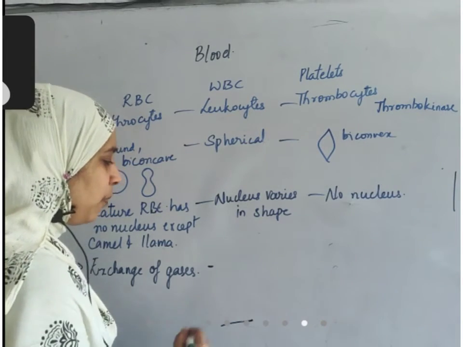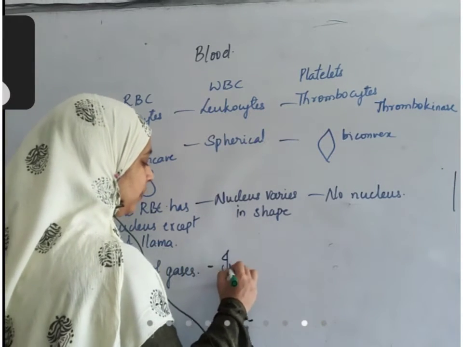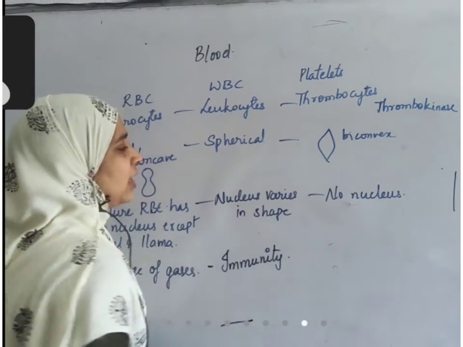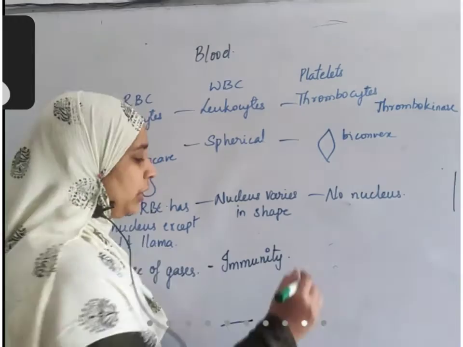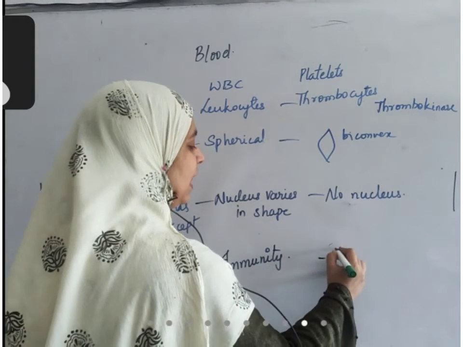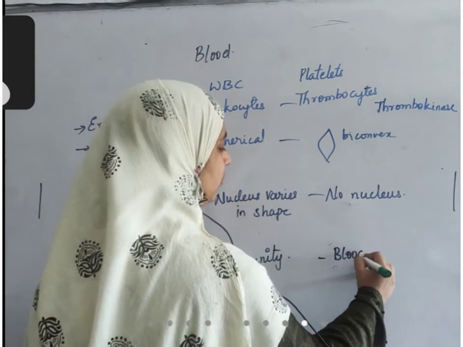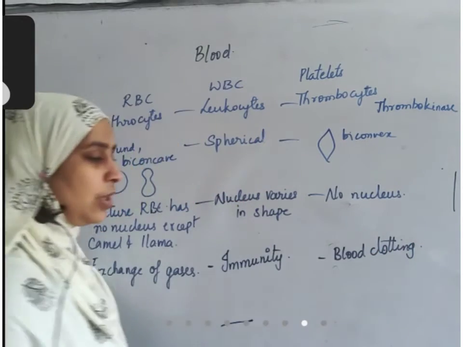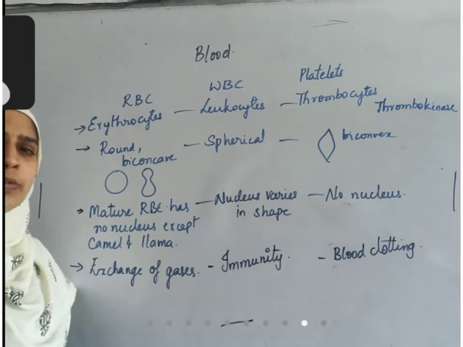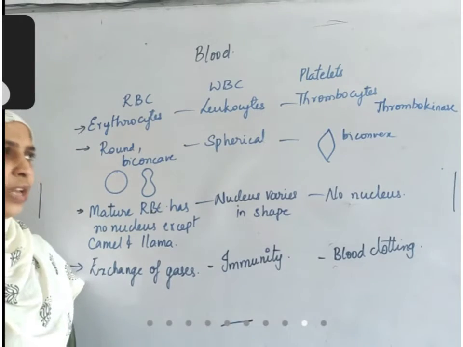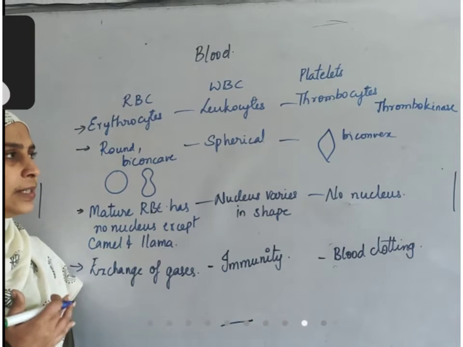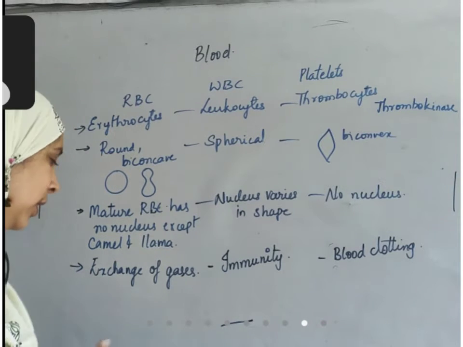WBC has a very important role in immunity. They are the cells involved in immunity, body defense. Platelets help in blood clotting. They prevent the flow of blood when you have any injury. Normally blood does not clot when you don't have any injury. When you have an injury, there may be a lot of blood loss if platelets are not present. It helps in blood clotting.